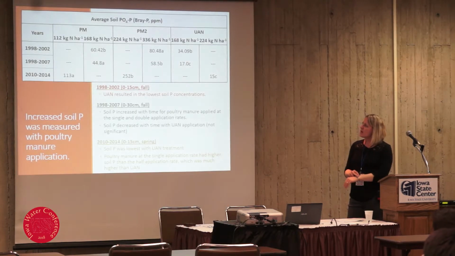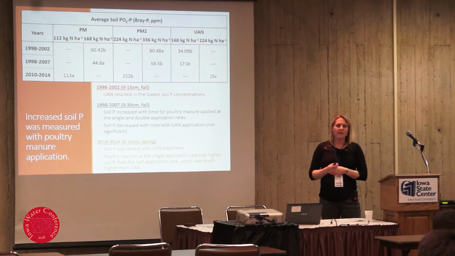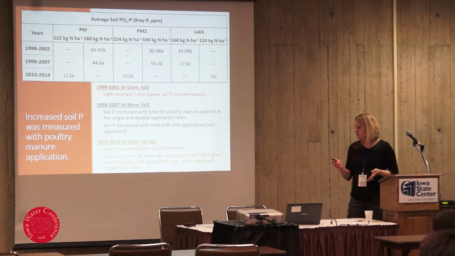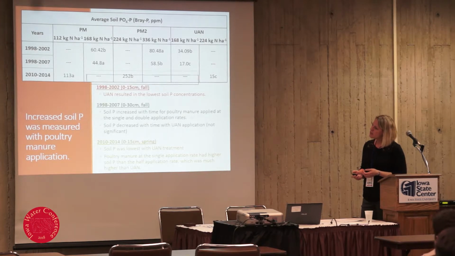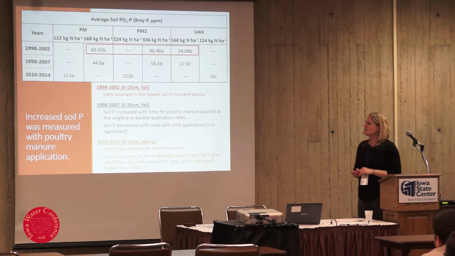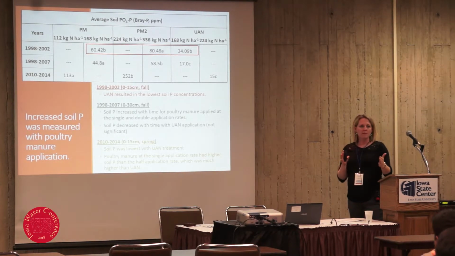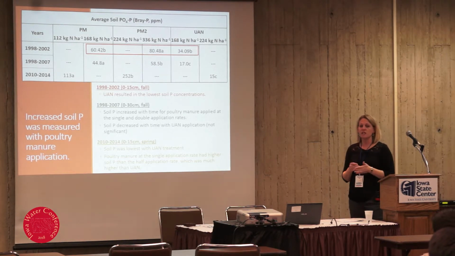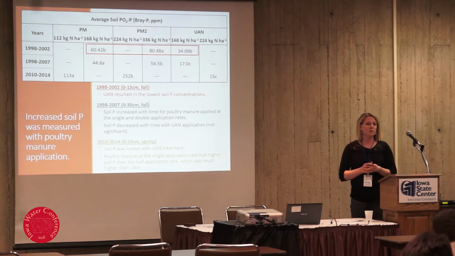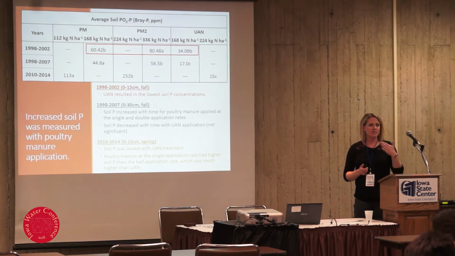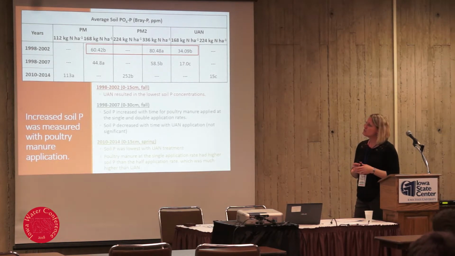Okay, so let's start out by looking at the soil phosphorus levels over this 20-year period. I want to walk you through this and color coordinate it to make it easier to follow. The first batch I'm presenting is 1998 to 2002, the early years of the project. You can see that the soil phosphorus was a little bit higher, statistically higher, from the PM2 plot than it was from the PM or the UAN plots.